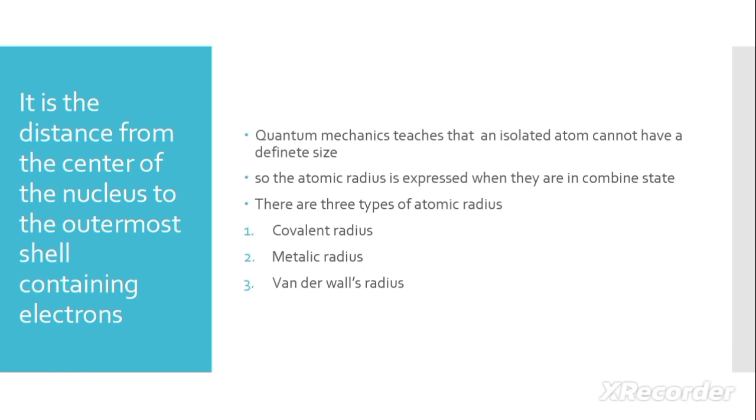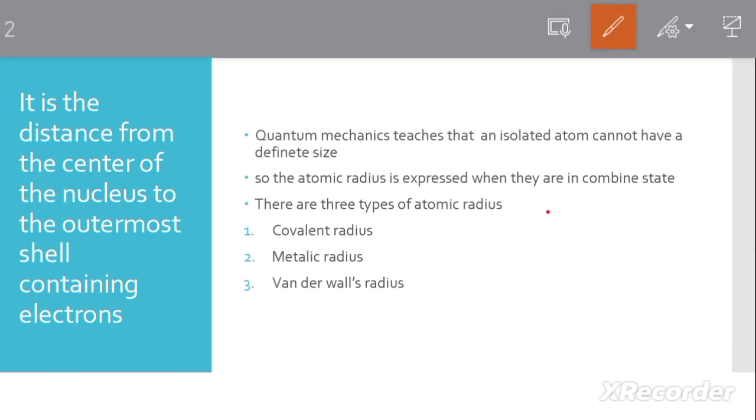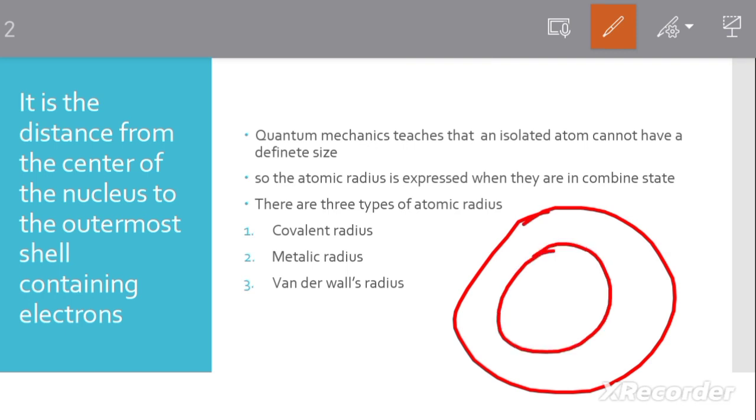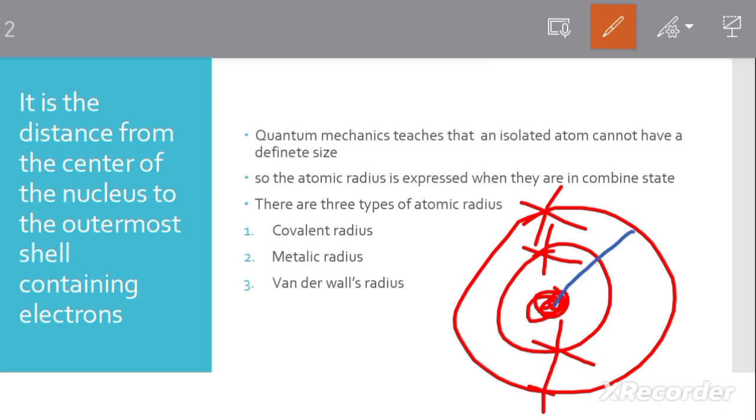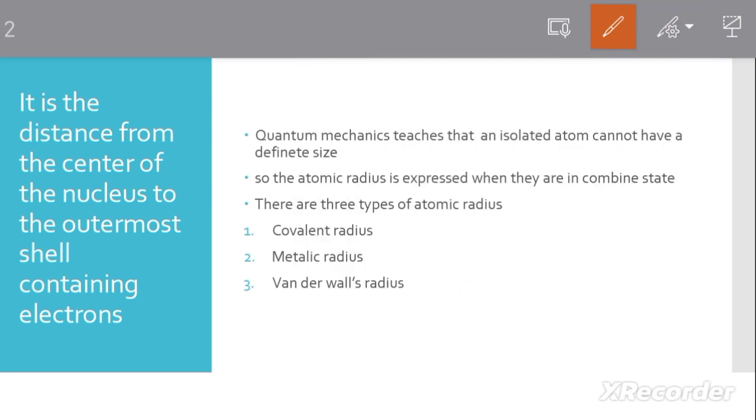Atomic radius means the distance from the center of the nucleus to the outermost shell containing electrons. If I draw it, there is an atom containing 4 electrons like this, and here is a nucleus. From the center of the nucleus to the outermost shell containing electrons, this distance is known as atomic radius.